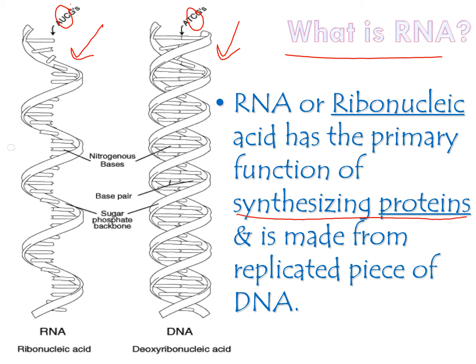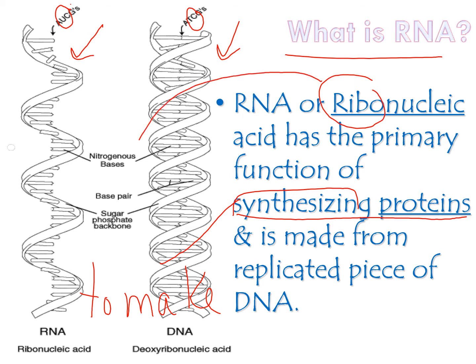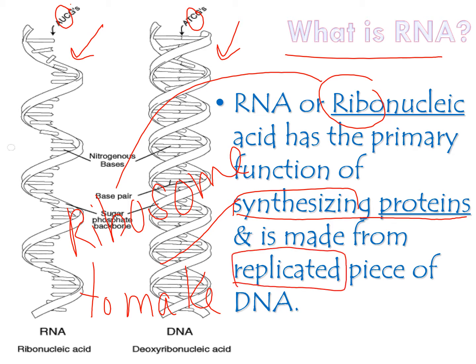This is what synthesizing means, to make. So what is the purpose of RNA? It is to make proteins. Ribonucleic acid. Well, what makes proteins as a cell organelle? Ribosomes. So this is where RNA is coming into play. And this is made from the replicated piece of DNA, not the first strand or the original strand of DNA. It is made from the replicated piece of DNA.